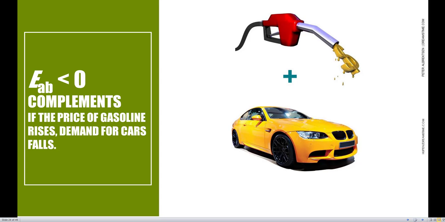We'll take a look at the income elasticity and see how that is very similar and also pretty different from our last two elasticities. I'll see you there.